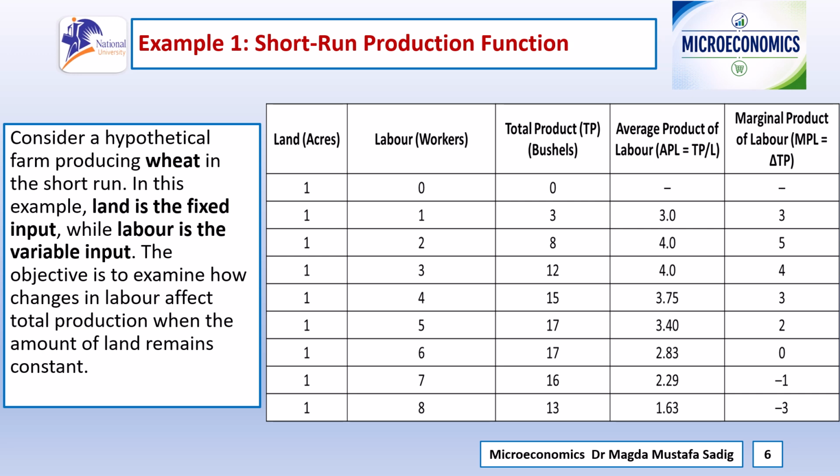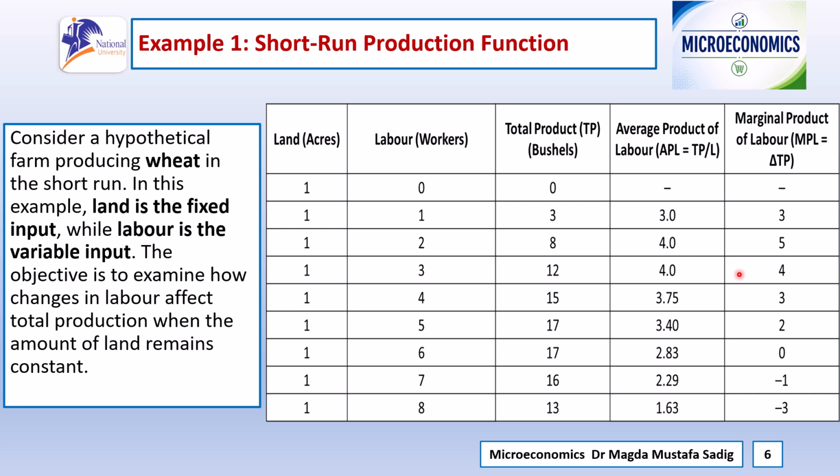So at first, both average product of labor and marginal product of labor are increasing. Look here. Let me bring the laser pointer here. Here, both average product of labor are increasing, and here also from 0 to 3. Then it starts to decrease here, to here, it starts to decrease up to the end. Here also it starts to decrease from 4 up to -3.